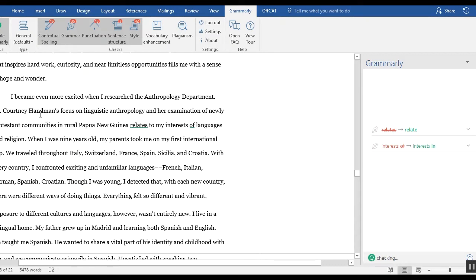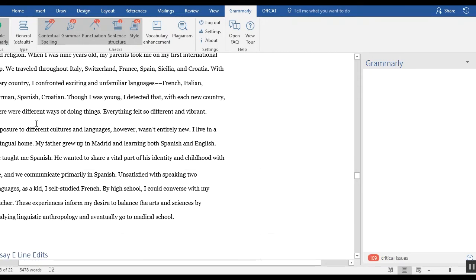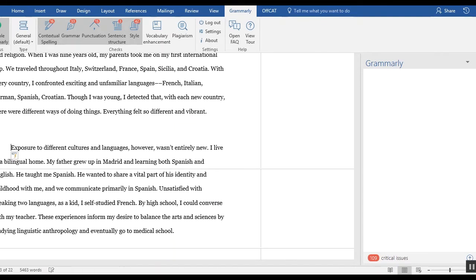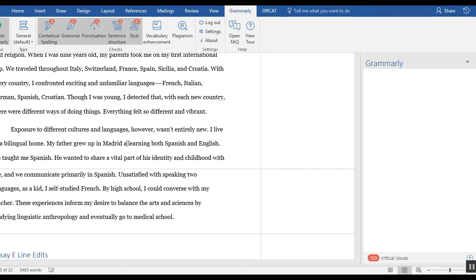Let's see, so we have just one professor she's referencing now, focusing on linguistic anthropology and her examination of newly Protestant communities in Papua New Guinea relates to my interest in languages. When I was 9 years old, my parents took me on my first international trip. Exposure to different languages and cultures, however, wasn't entirely new. I live in a bilingual home. My father grew up in Madrid, learning both Spanish and English.